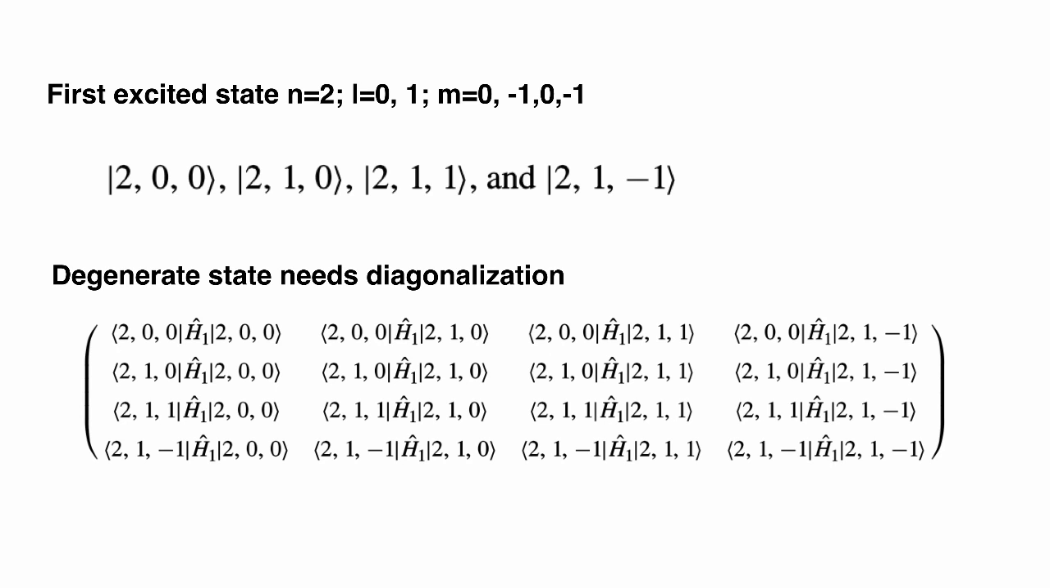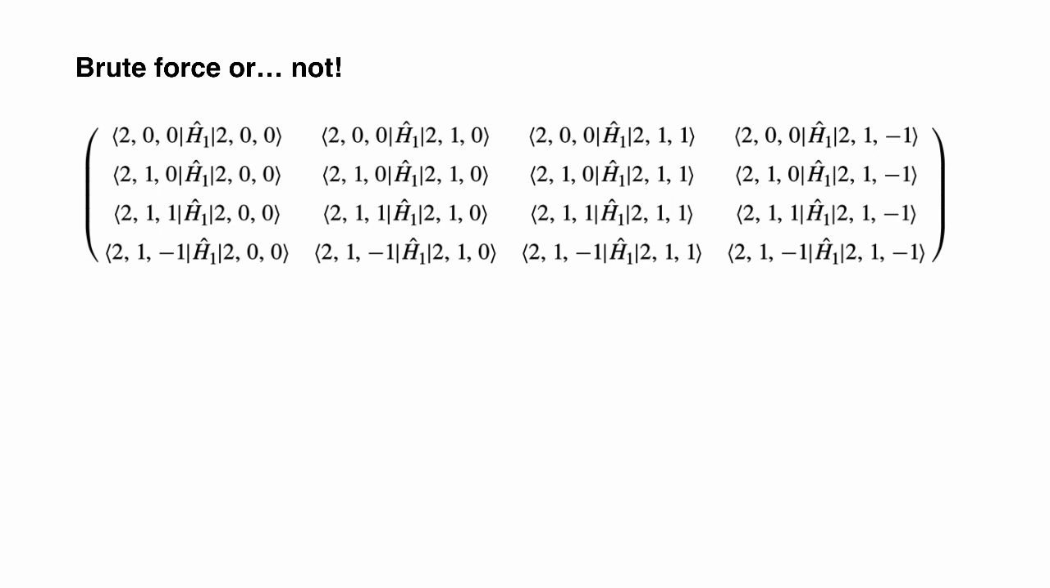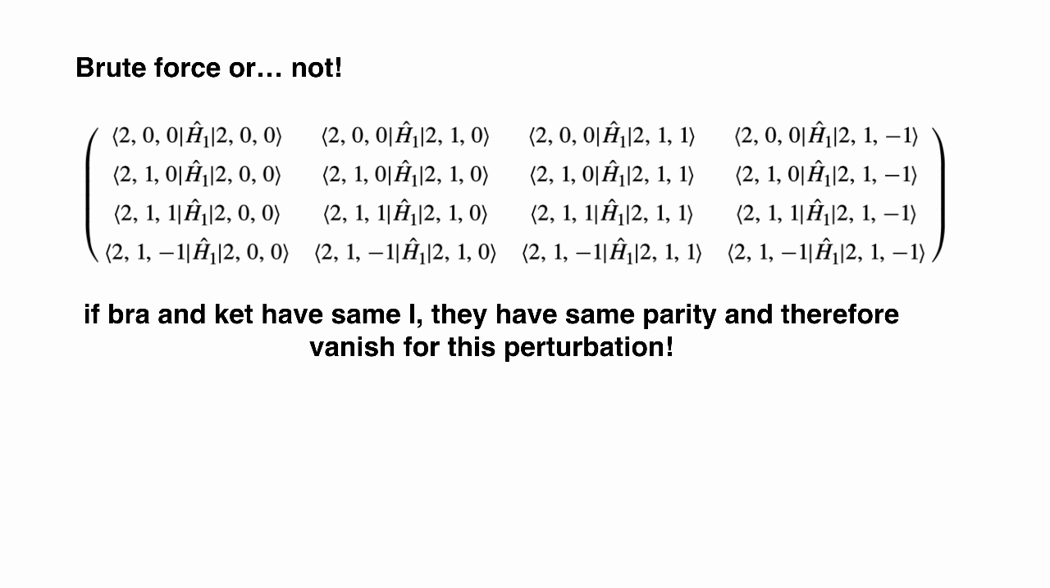The other one is to, in fact, think a little bit. And thinking is always a good thing to do. So we are going to use that second approach. First of all, if a bra and a ket have the same value of L, they have the same parity and therefore vanish for this perturbation.